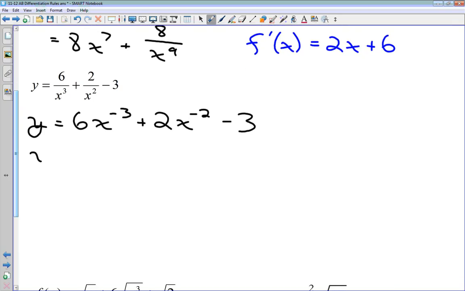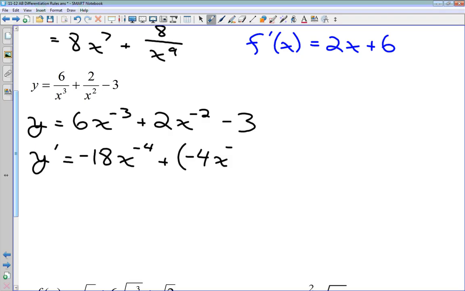So let's take our derivative. y primed is going to be, we bring down the negative 3. Negative 3 times 6 is negative 18x, and then if we subtract 1 from the negative 3, negative 4, plus, we're going to have negative 2 times 2, so that's going to be negative 4x.